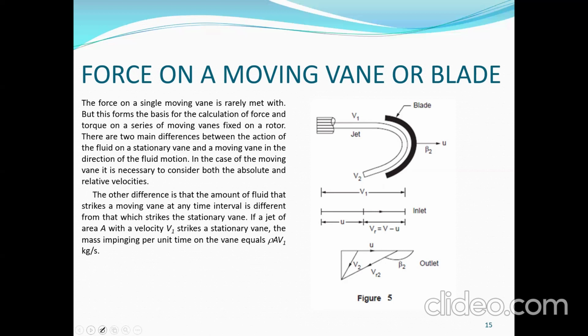So the other difference is that the amount of fluid that strikes a moving vane at any time interval is different from that which strikes the stationary vane. And the other difference of the moving and fixed stationary is that the amount of fluid that strikes a moving vane at any time interval is different from that which strikes the stationary vane. If a jet of area A with a velocity v1 strikes a stationary vane, the mass impinging per unit time on the vane equals rho A v1 kilogram per second.